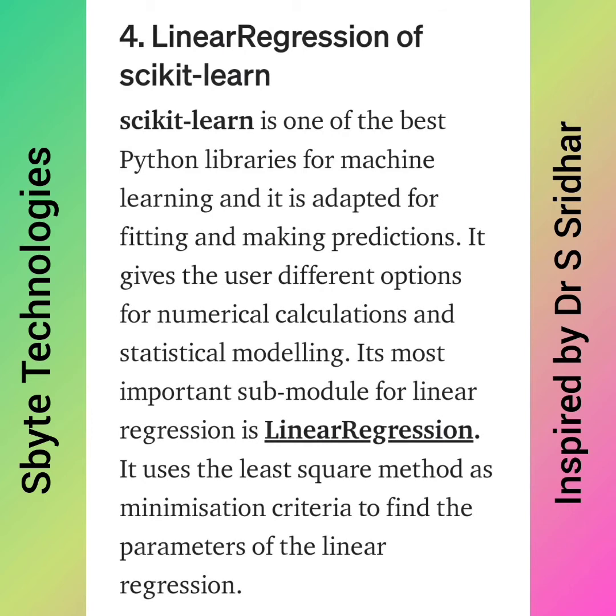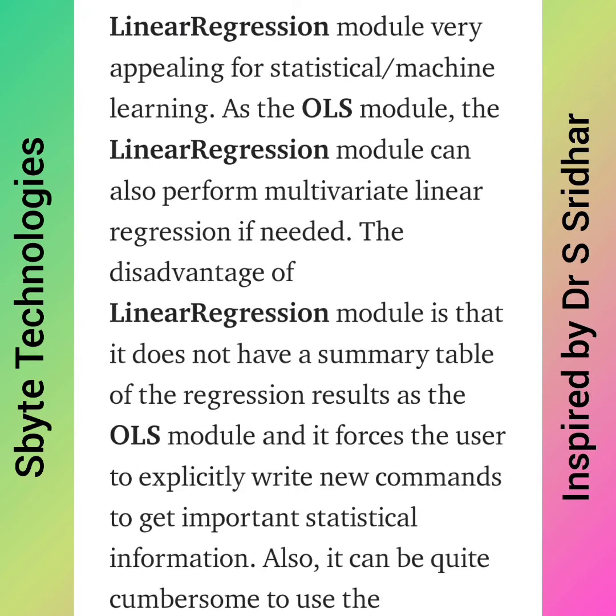The next is LinearRegression of scikit-learn. scikit-learn is one of the best Python libraries for machine learning, and it is adopted for fitting and making predictions. It gives the user different options for numerical calculations and statistical modeling. It is the most important submodule for linear regression, and it uses the least squares technique. The linear regression module can also perform multivariate linear regression if needed.